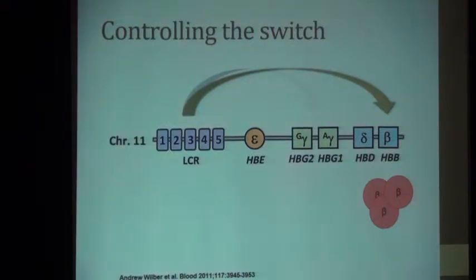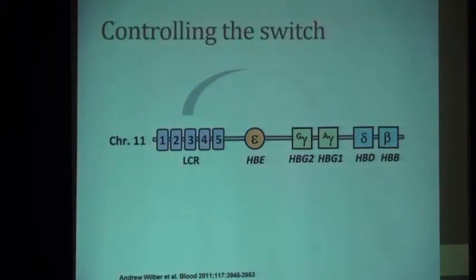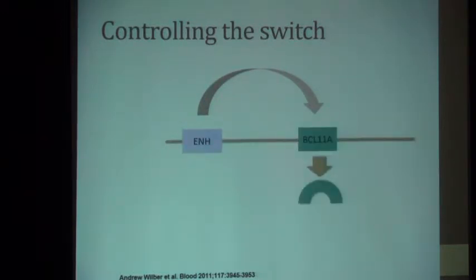Okay, so if we could stop that BCL11A, then we'd be able to continue to produce your gamma globin gene even in adulthood. So how can we do that? We've got to go one level up. We know that BCL11A is important in controlling that switch, so how can we control BCL11A? There are two ways we could do that.